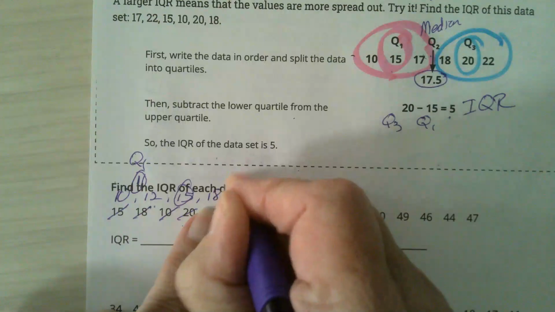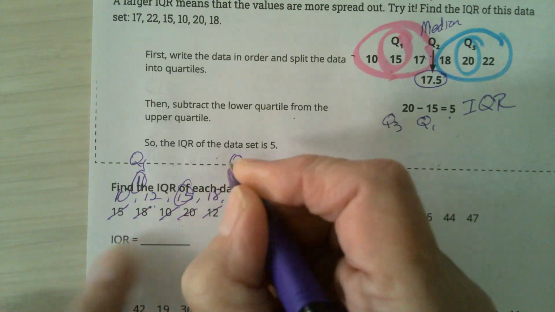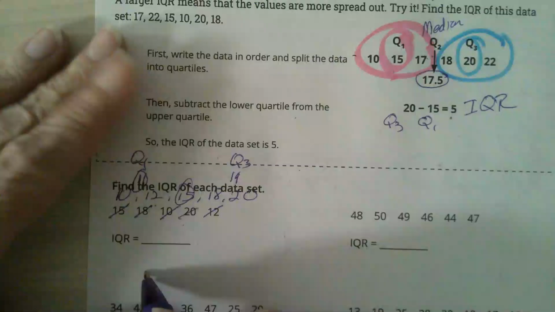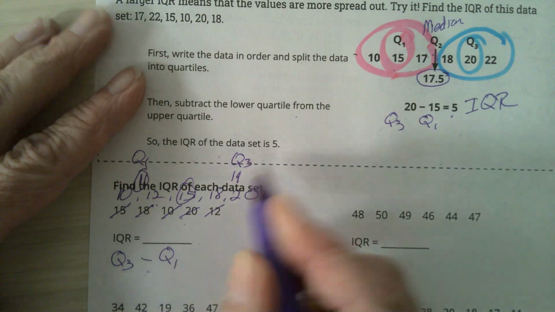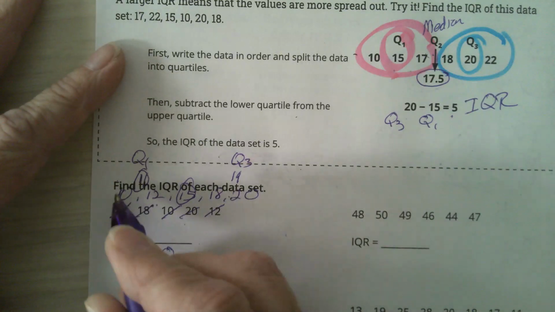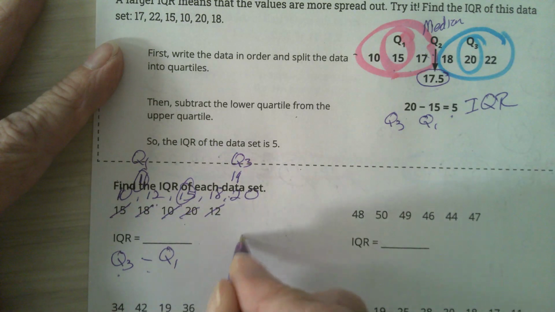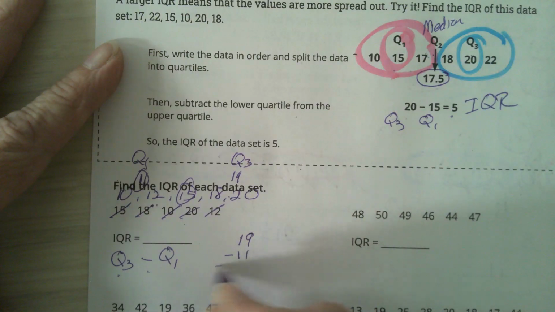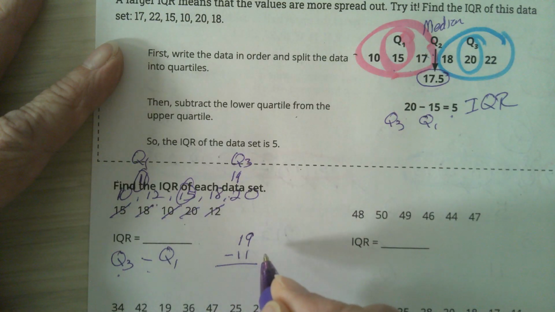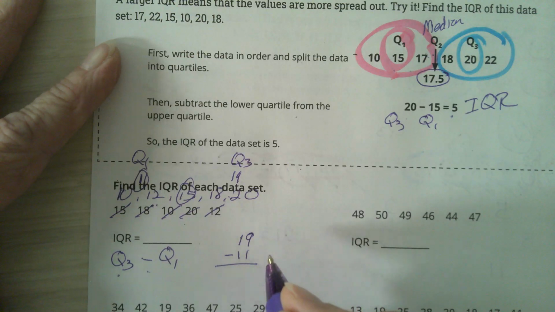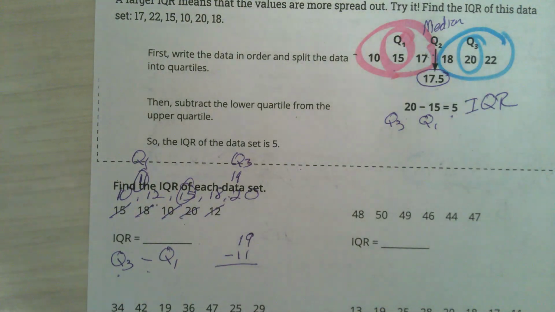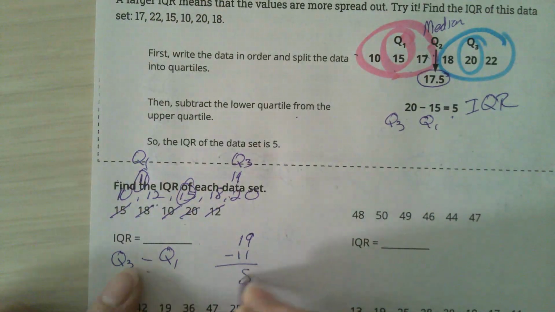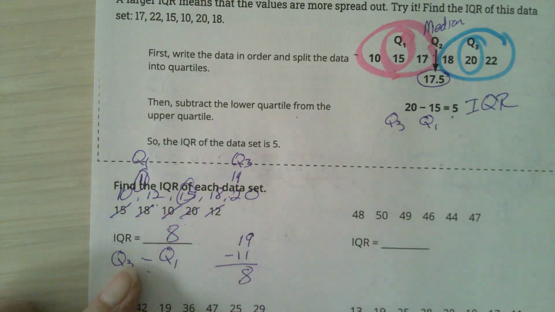What's in between an 18 and a 20? 19 is your Q3. So to get the IQR, it's Q3 minus Q1. 19 minus 11. What's my IQR in this? Yes, 8. Your IQR is 8. Any questions?